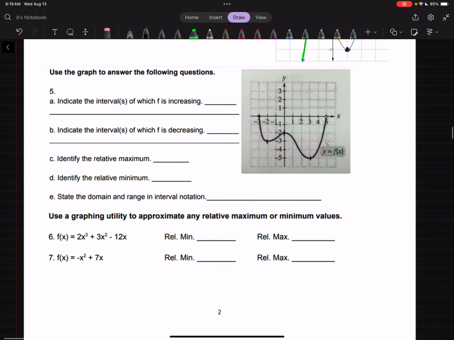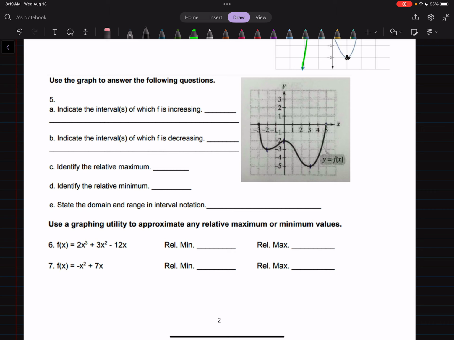All right, use the graph to answer the questions. Indicate the intervals of which f is increasing. I'm going to skip increasing and decreasing. I'm going to show you the answers here in a minute because I'm sure you can do that. We've just now spent some time doing it. Let's look at relative maximum and relative minimum.